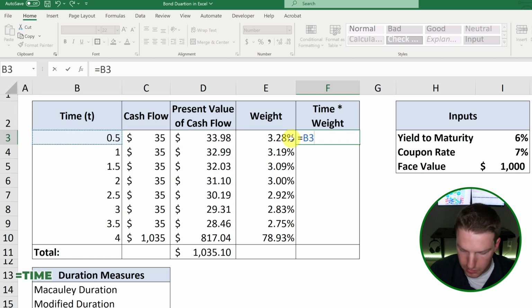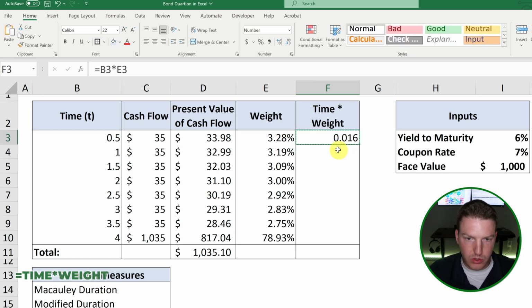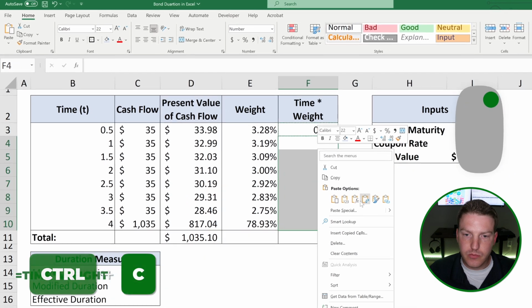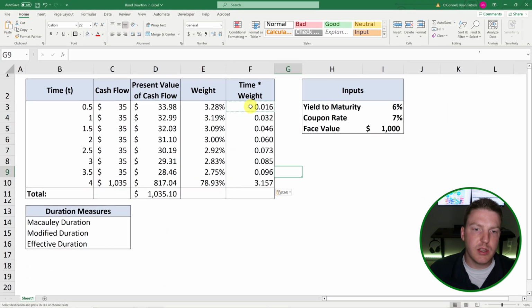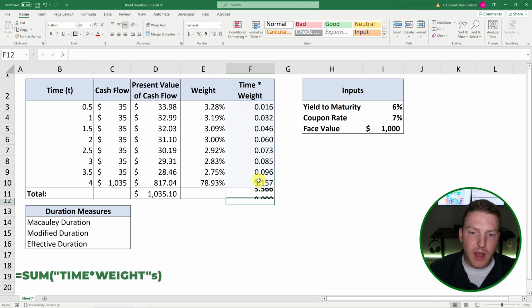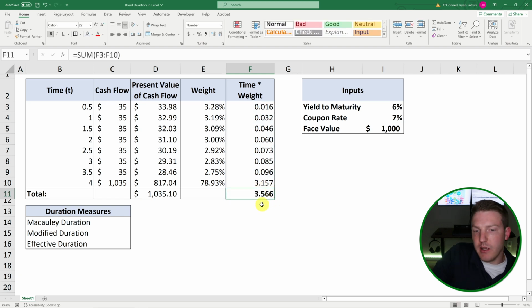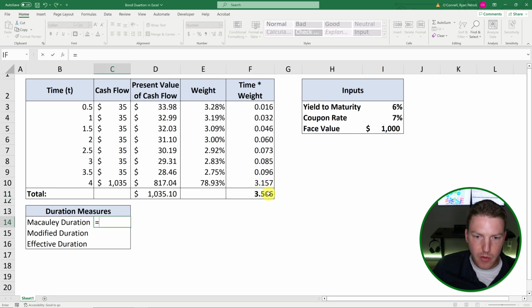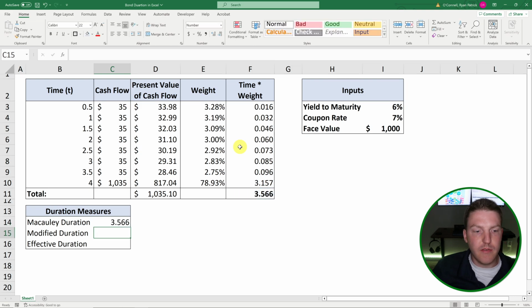Okay, now we'll take the time times the weight, which is just going to be equal to this value in this column, multiplied by the actual weight, and we'll do Control-C, and we'll paste this all the way down. So basically, we're just taking a weighted average of the times and the weights, and then when we sum all these up, so we'll do equals sum, we will find that this is actually our Macauley duration, which is a weighted average of all of our weights and the times associated with them. So we'll set our Macauley duration equal to that value.